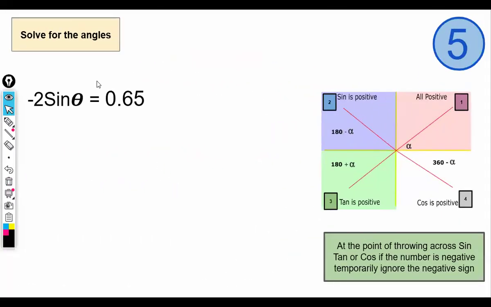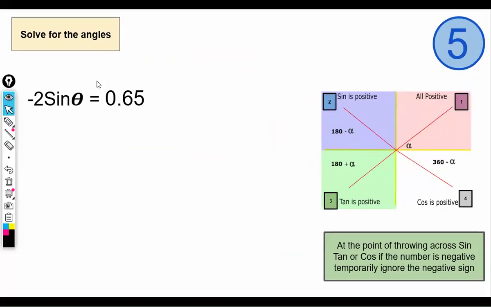All right, take down this question. This question is harder than it looks. You take it down and wait on me. Do not attempt this question. Minus 2 sine theta is equal to 0.65. All right, let's get started.